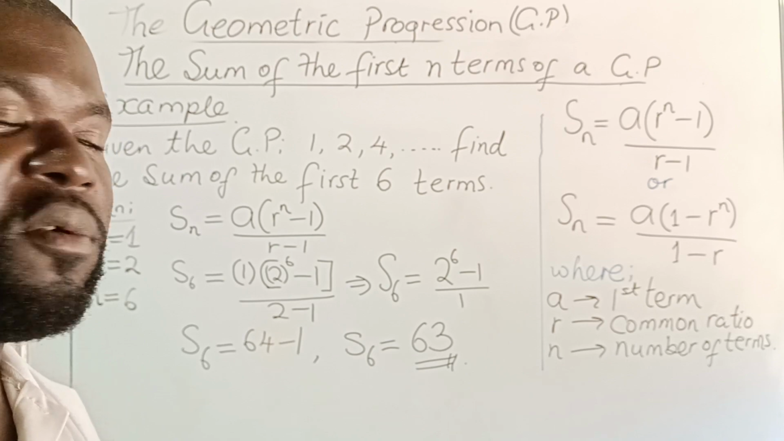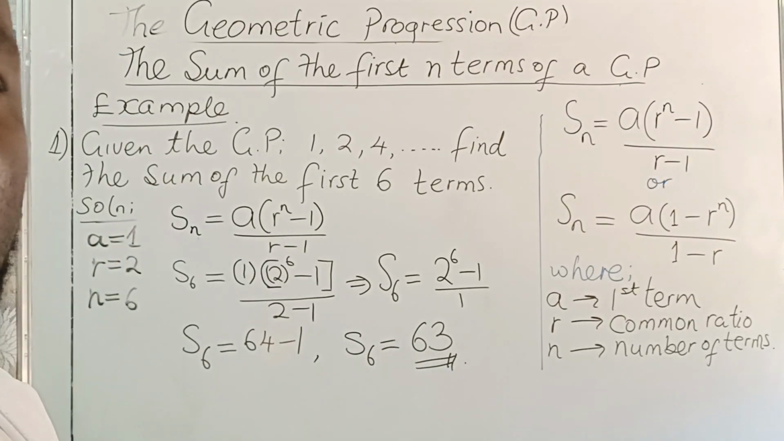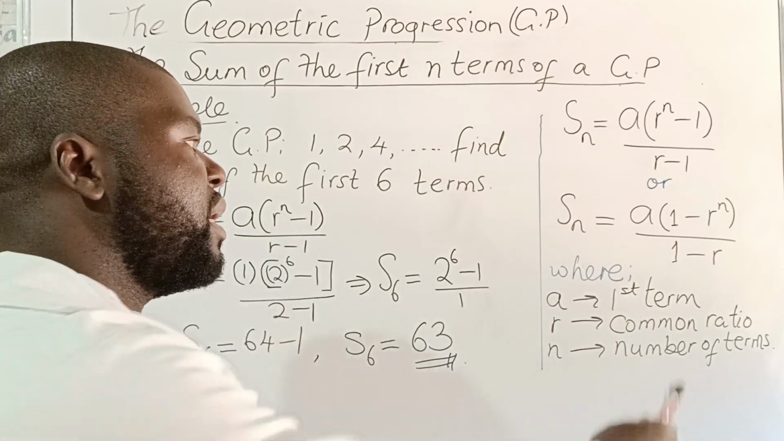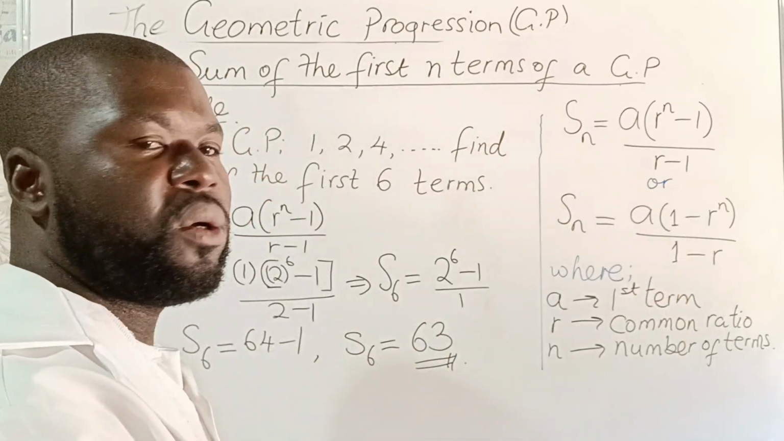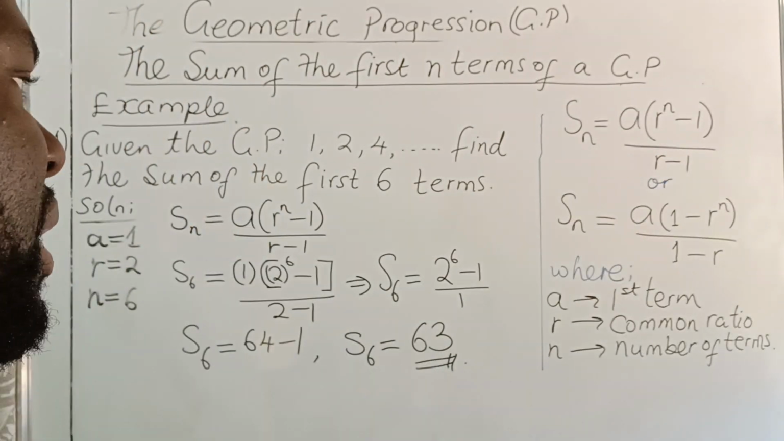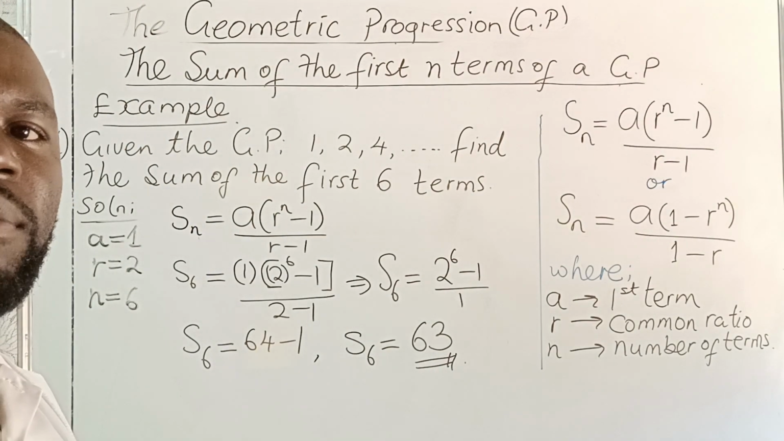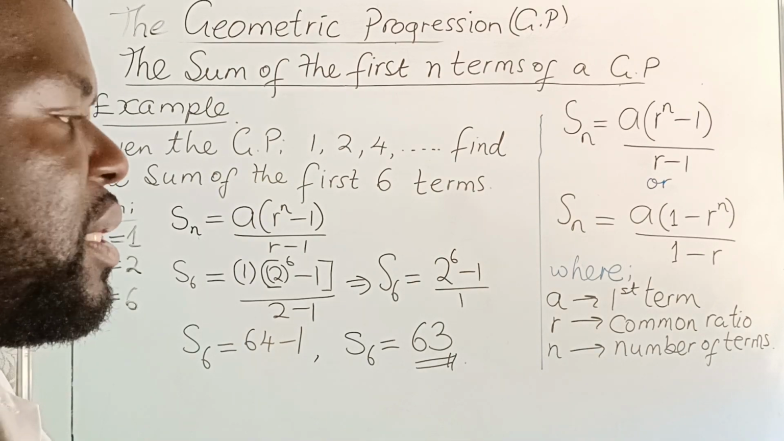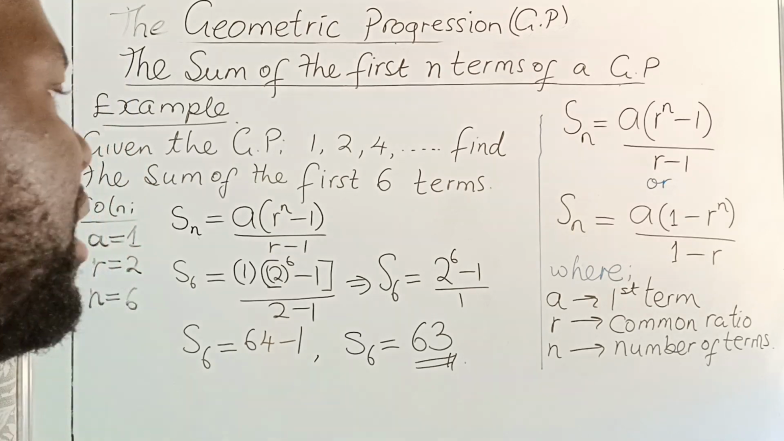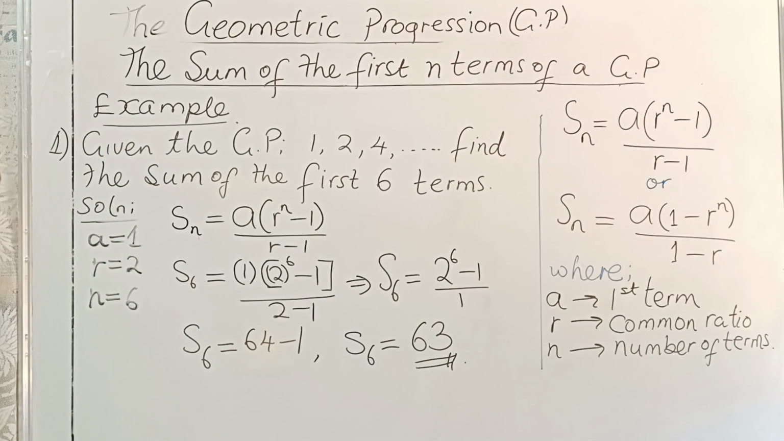So basically, this is how we get the sum of the first n terms of a GP, and we are trying to use the formula. You must be aware that whichever formula you use, whether you use this one, you start with the ones here and here, or you start with the others here and here, you are still going to get the same answer, as long as you would have inputted the correct values of A, correct values of R, and the correct value of the number of terms.